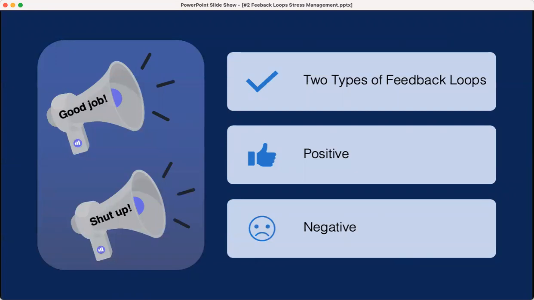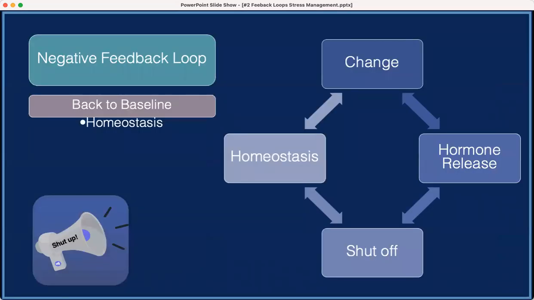You have two types of feedback loops, positive feedback loops and negative feedback loops. This doesn't connote good or bad, but it's easier to remember if you think of someone in the background saying, good job, way to go, and pushing you forward as a good job, as a positive feedback. And then a negative feedback is when you hear someone saying, stop, shut up. Shut up is like the worst thing you can say to somebody. Well, one of the worst.